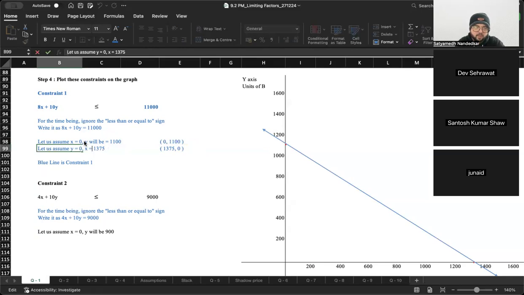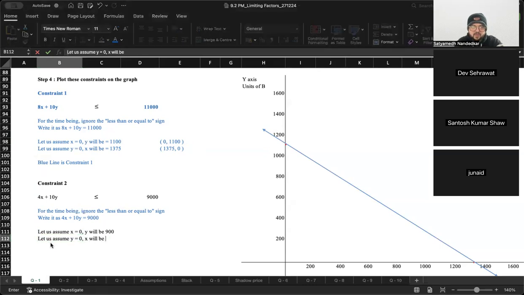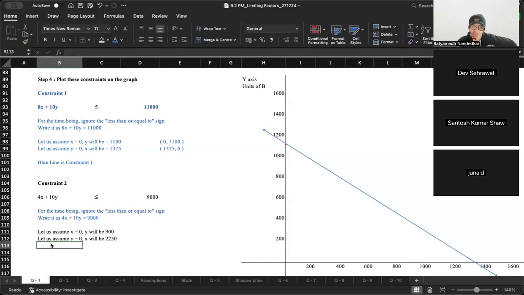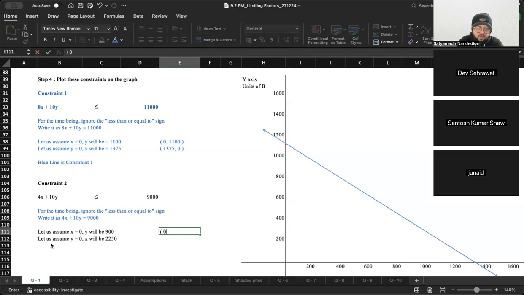And let us assume y equal to 0. X will be 1375. And let us assume y equal to 0. X will be how much? X will be 9000 upon 4. That is 2250. So what are my points now? My points are 0, 900 and the other point is 2250, 0.